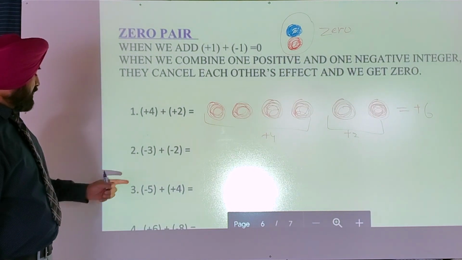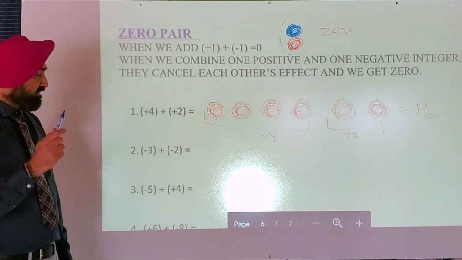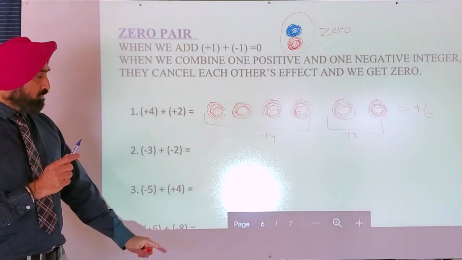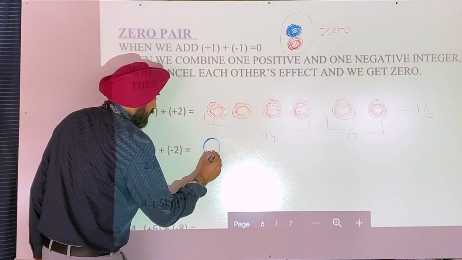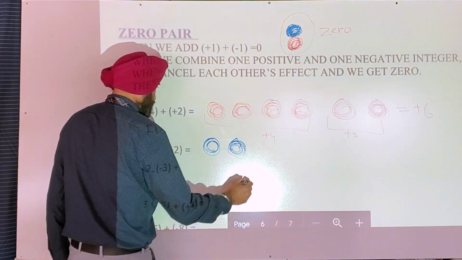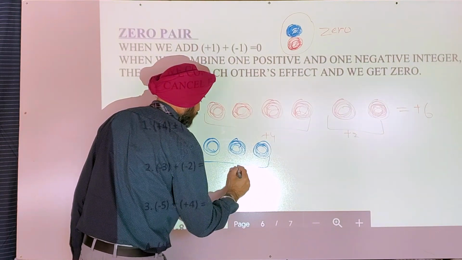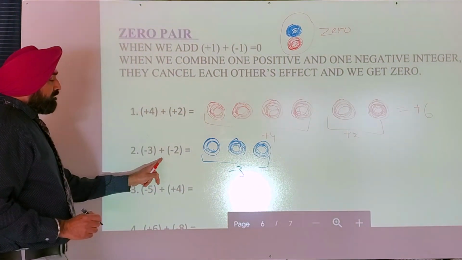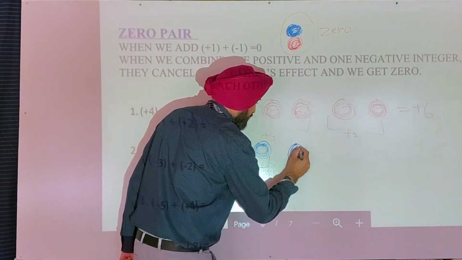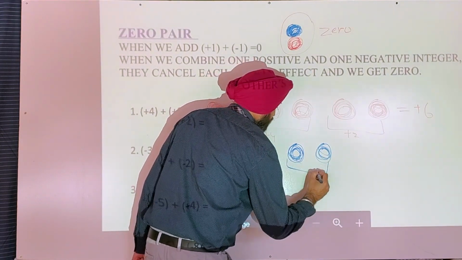The second example is negative 3 and negative 2. So we need blue chips now. First 3 blue chips, then 2 more blue chips. This is 1, 2, 3. So these are the negative 3. And then we have to add 2 more blue chips. 1, 2. This represents negative 2.